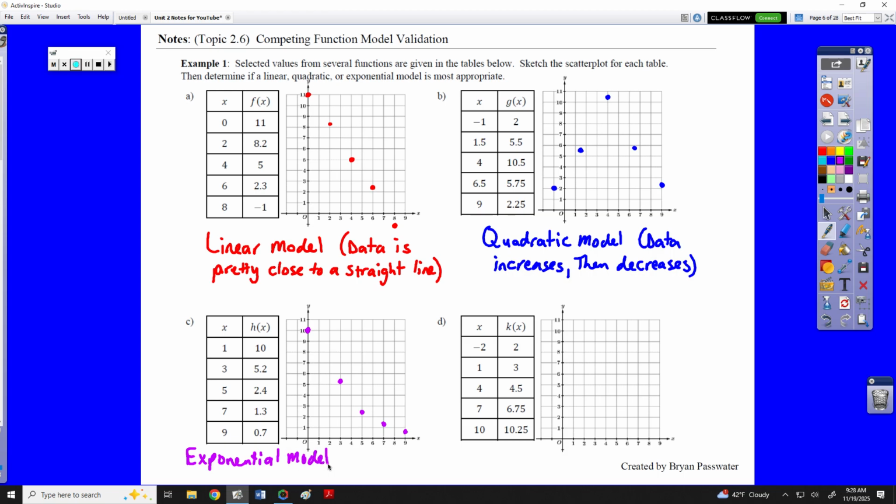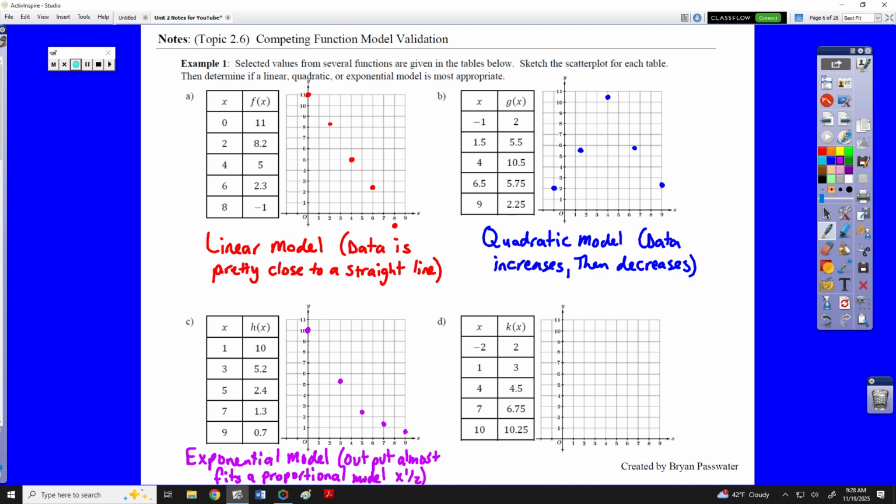Okay, the output values are more or less proportional. If you look at the data, the outputs are almost times 1/2. Each next output is about half of the previous output, which would imply an exponential model.